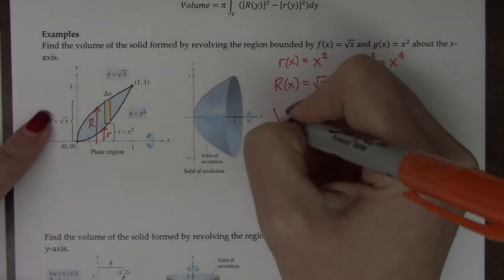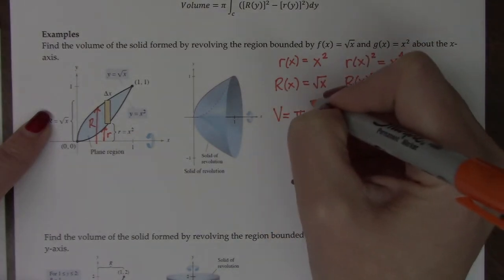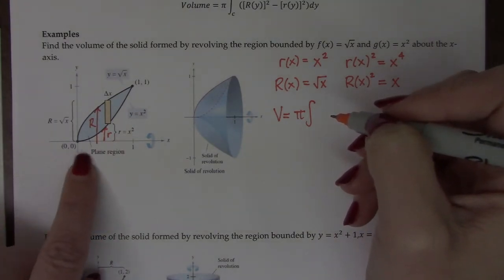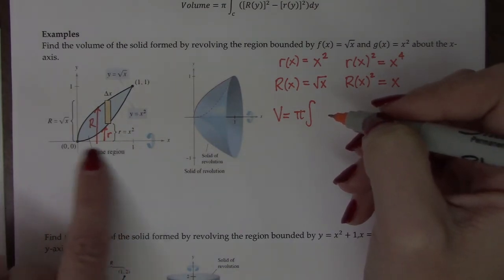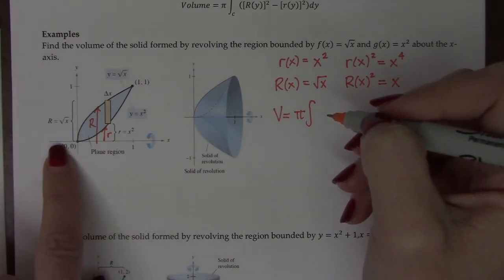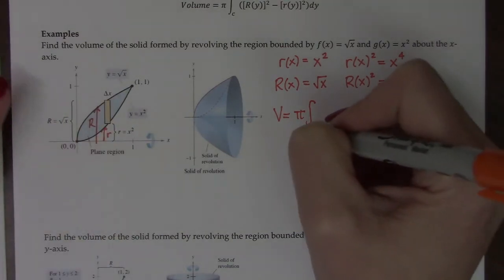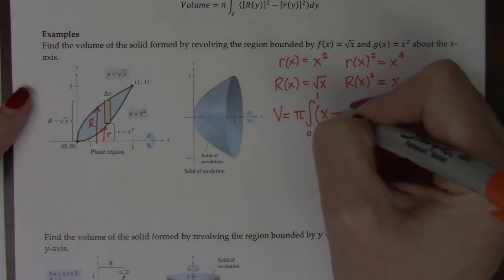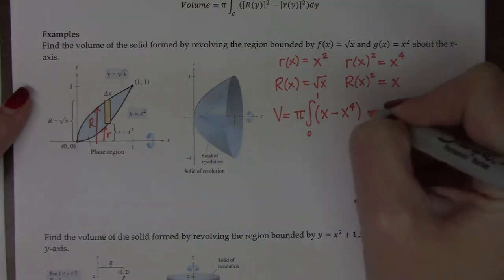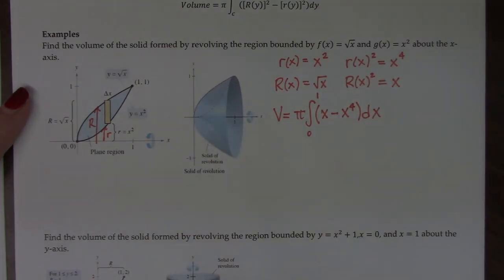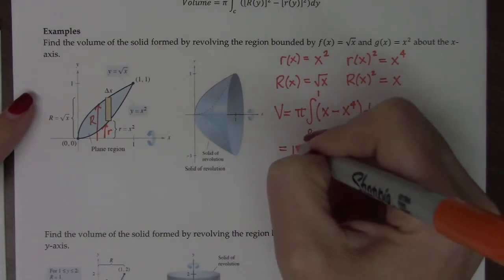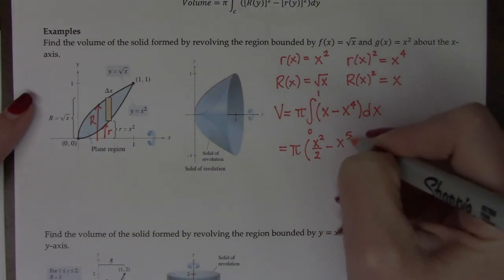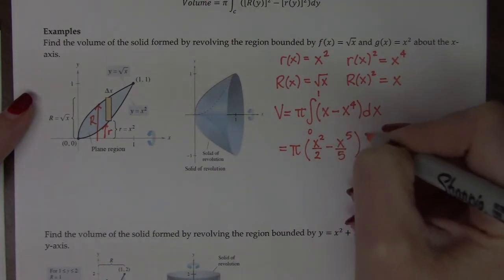So when I set up my volume integral, I've got pi times the integral, and the bounds on x are from 0 to 1. Whatever variable you're integrating with respect to, that's the axis you want to look across. So we want the x coordinate here, and the x coordinate here. So this is going to be from 0 to 1 of big R squared, which was x, minus little r squared, which was x to the fourth, dx. When we integrate this, we get x squared over 2 minus x to the fifth over 5, evaluated from 0 to 1.